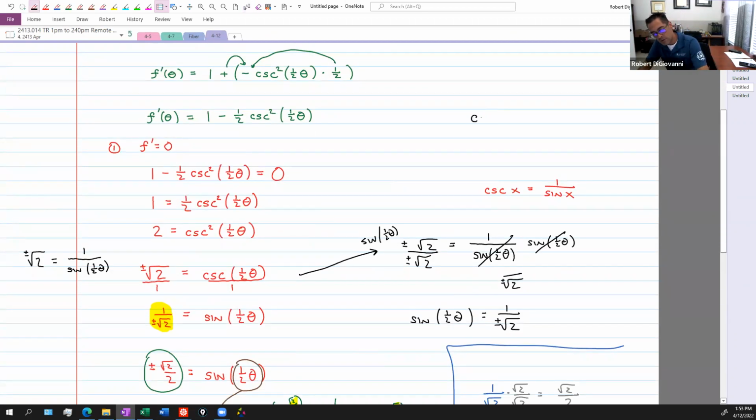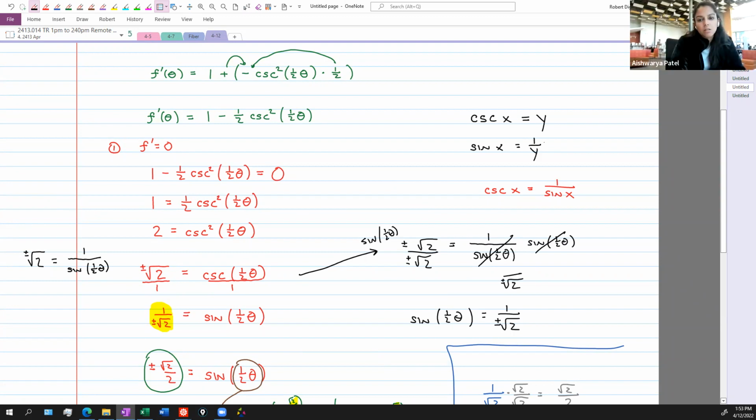If I wrote cosecant of x equals y, then the next line you could write is sine of x equals 1 over y. That's basically what I did.